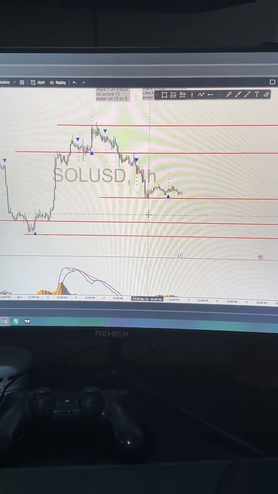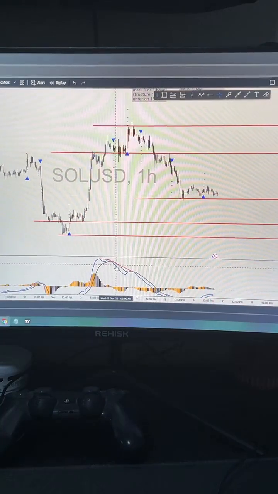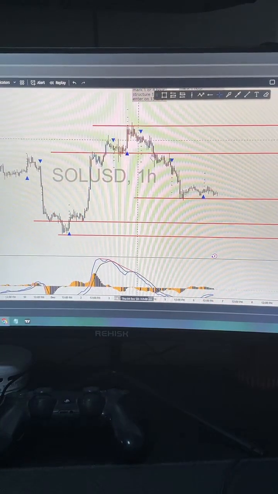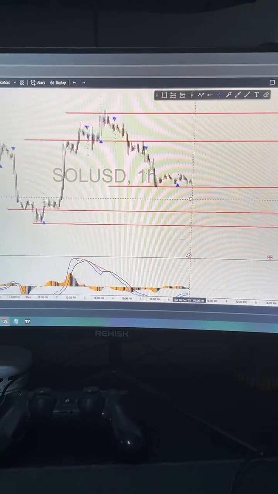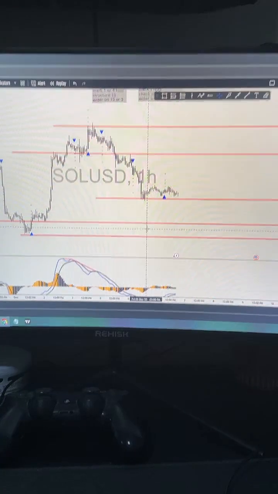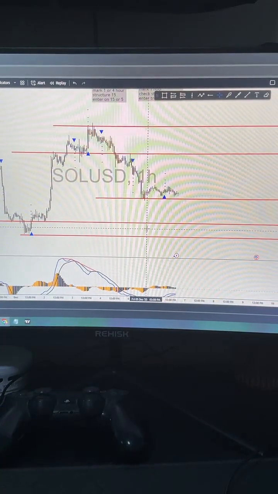You want it to be smooth. You want it to be somewhat rounded, kind of like this. And that's when you have the smooth trends down, as you can see. And that's really it. It's really simple.